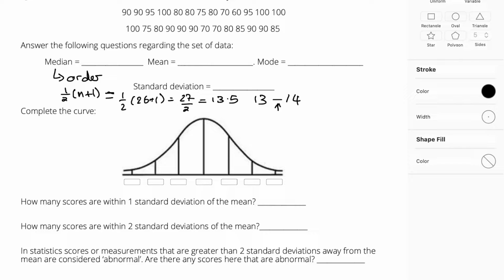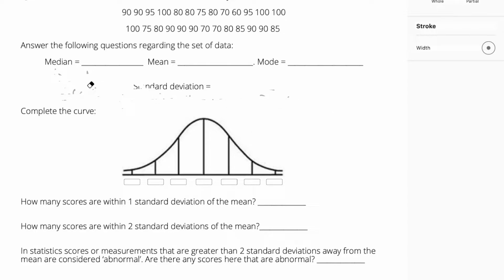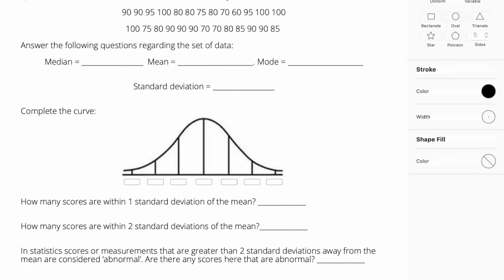So you'll have to order them. You'll have to find out then where is the halfway point between 13 and 14. What number will exist there? And if you do that, you should get a value of 87.5. So that should be a basic calculation for you all at this point. The next one is the mean.